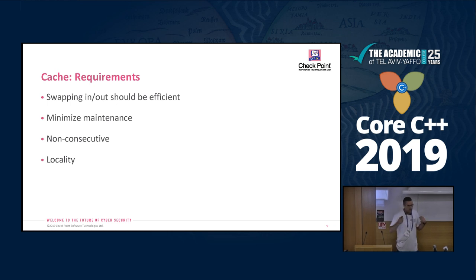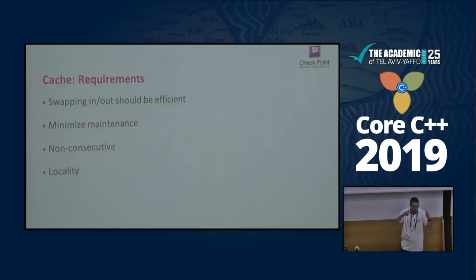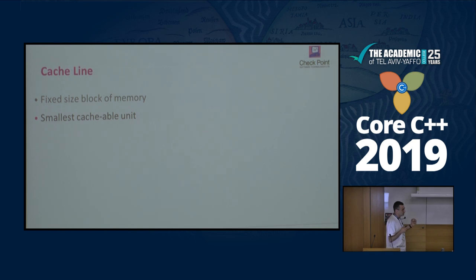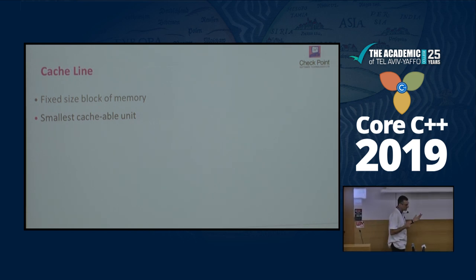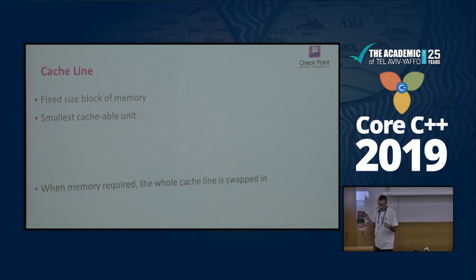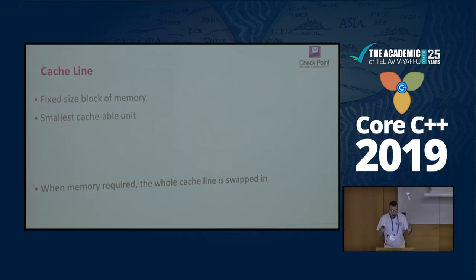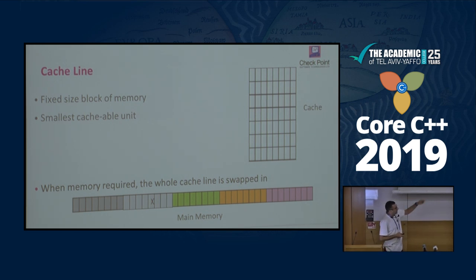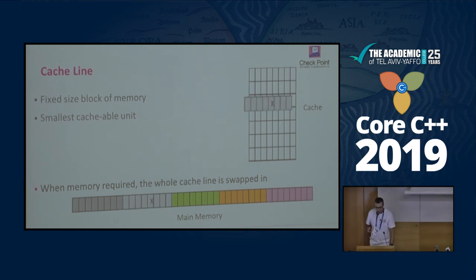But we do want some locality, because if we access byte number 4 and 5, it's very likely that we'll want also 6 and 7. So in order to achieve this, the memory is divided into cache lines. A cache line is a fixed block of memory, and that's the smallest cacheable unit. We cannot cache anything smaller than a cache line. Whenever we want any memory, the whole cache line has to be swapped in. So if I want this byte marked with X, the whole cache line is going to be swapped into the cache.